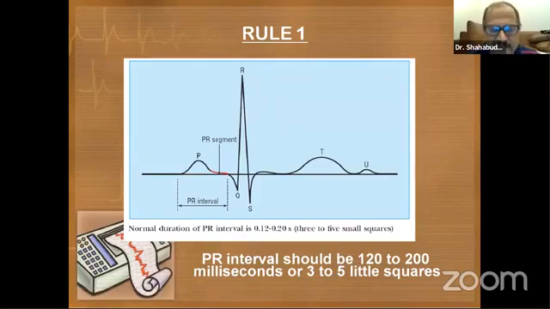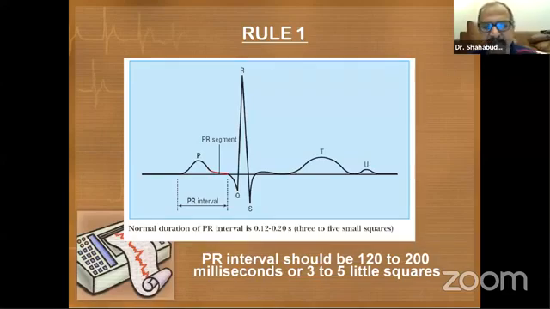If we look at the depolarization of the AV node, it takes another 0.1 seconds. So AV node depolarization is represented by the PR segment, and atrial depolarization is represented by the P wave. The P wave and PR segment are the two constituents of the PR interval, and it is 0.1 plus 0.1, that is 0.2. By no means should it cross 0.2.